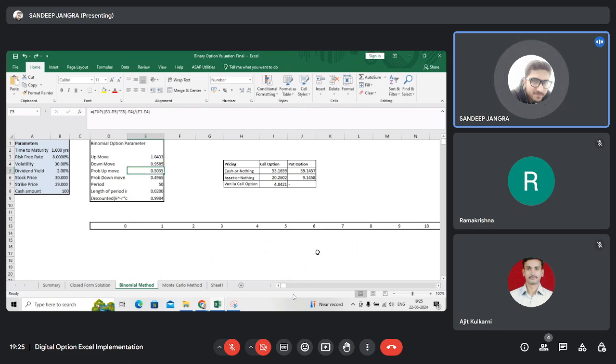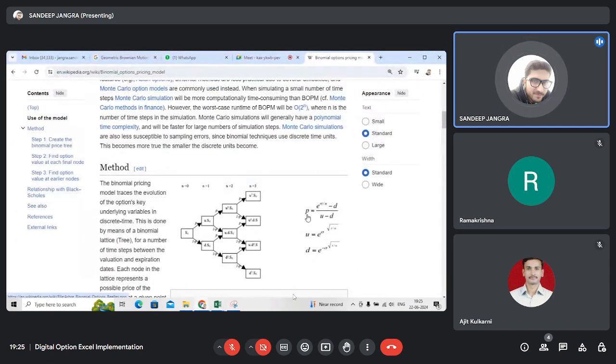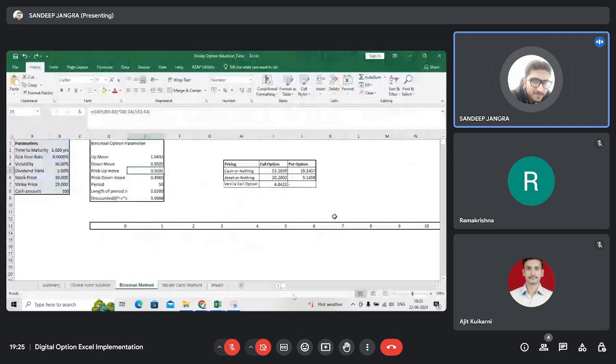Now, next we have to calculate the probability of up move. How are we calculating this one? The methodology is given: exponential of rt less d, where d represents the down factor, divided by u, which represents the up factor, less d. So here we get the probability of up move, exponential of e^(rt).